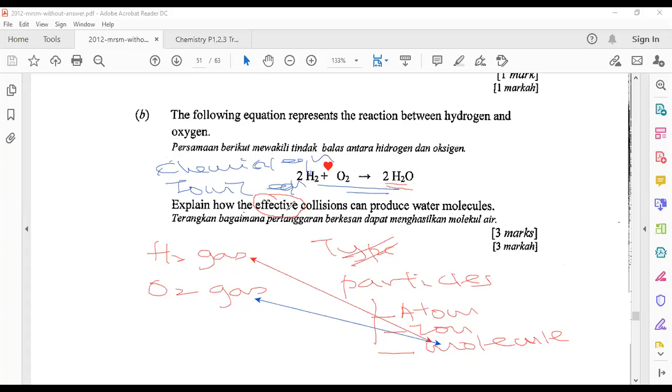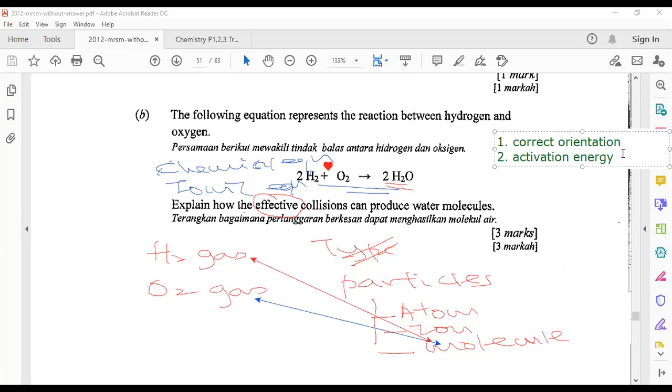Now, for the collision to be effective, it must fulfill two requirements. Requirement number one, which we haven't mentioned for a long time: it must be at the correct orientation. Correct orientation means, in simple words, the arrangement. So your second point: the hydrogen molecules and the oxygen molecules collide with each other with the correct orientation.